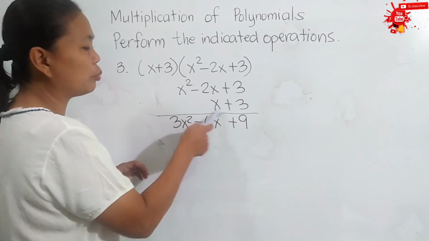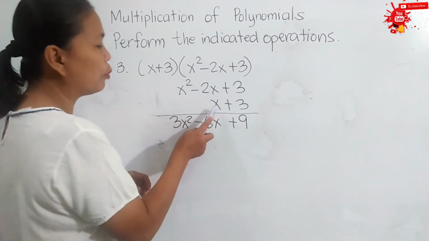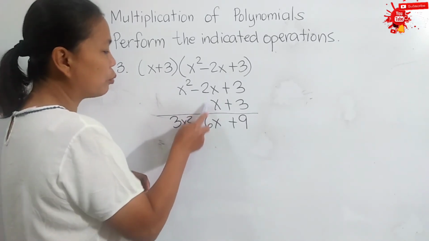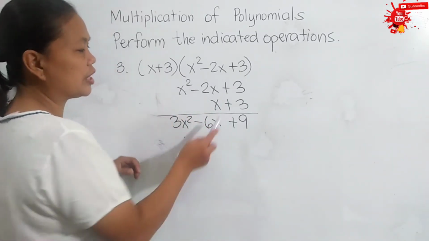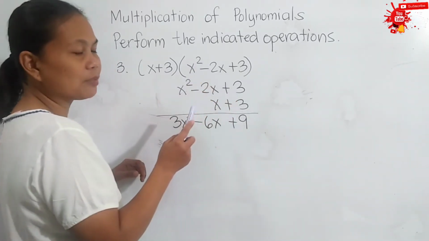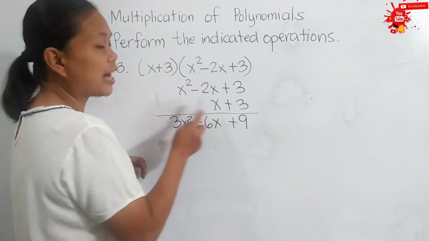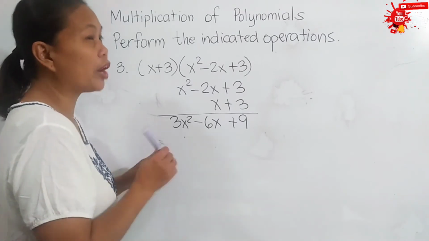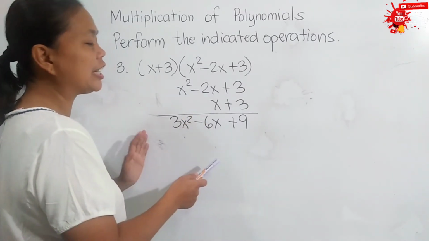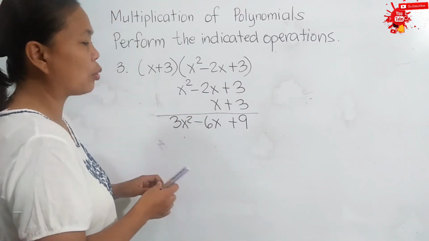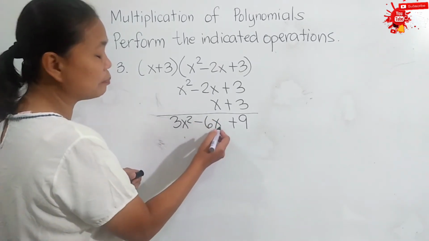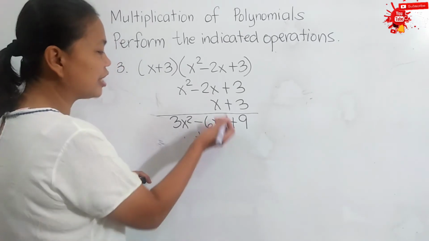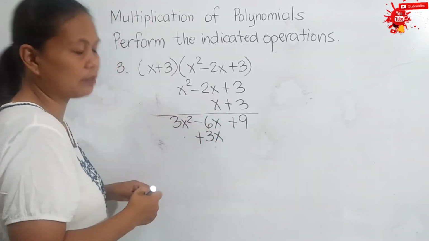So, let us proceed with x. Multiply x by positive 3. We have here 1 as the numerical coefficient, so 1 times positive 3 is positive 3. Then we just copy x, so we have positive 3x. And where are we going to align positive 3x vertically? We will align it with negative 6x, because they are similar terms.